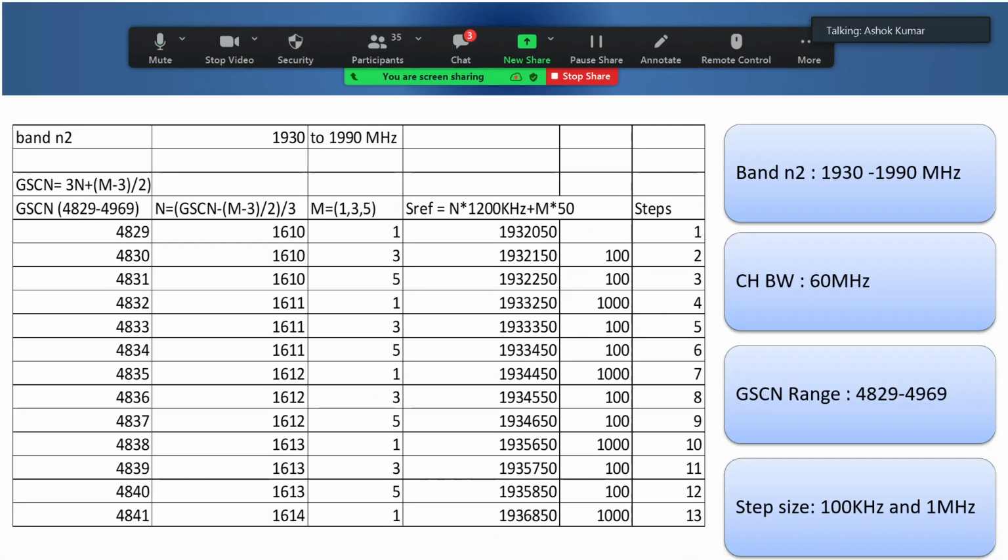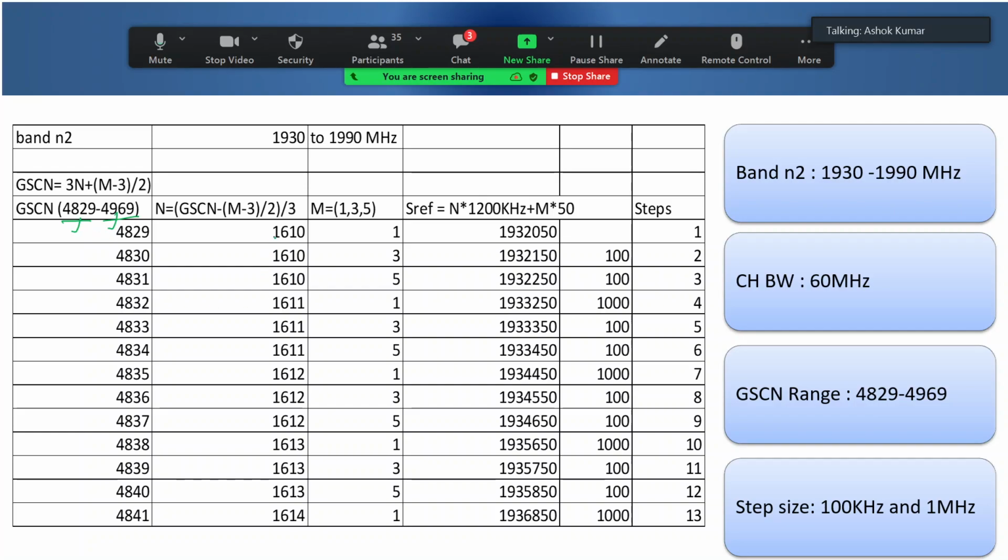Let's do one example for you. Suppose it is band N2. In band N2, the frequencies are from 1930 to 1990, that means a total of 60 megahertz of band. The GSCN numbers for band N2 are already defined in the specification and will be configured in the devices. So it is 4829 to 4969.